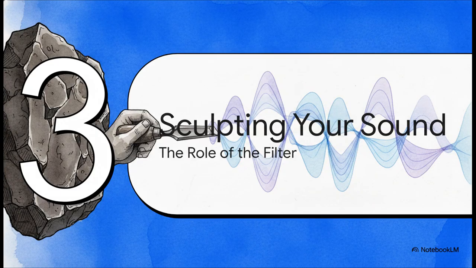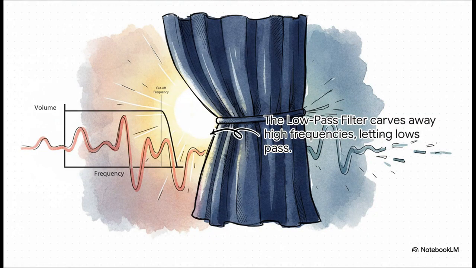Okay, so we've picked our block of raw sound. Now it's time to grab the chisel and start sculpting. And in subtractive synthesis, our chisel is called the filter. Its entire job is to carve away parts of that raw sound, to shape its character, its tone. And the most common tool in the box is the low-pass filter. It does exactly what it sounds like. It lets the low frequencies pass through, and it cuts or carves away the high frequencies.